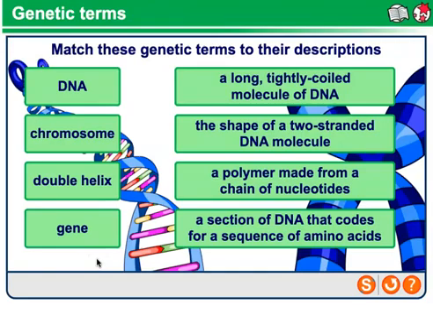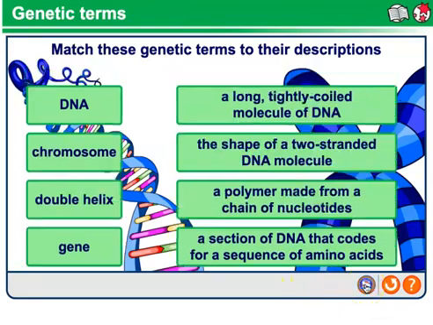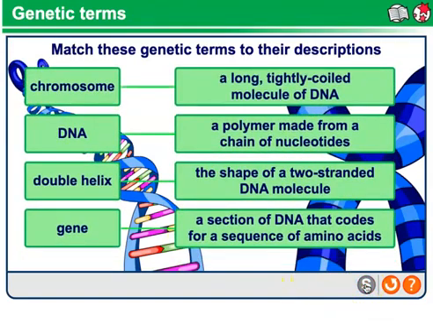All right, let's match some genetic terms. A chromosome is a long, tightly coiled molecule of DNA. DNA is a polymer made from the chain of nucleotides. The double helix is the shape of a 2-stranded DNA molecule. And a gene is a section of DNA that codes for a sequence of amino acids.